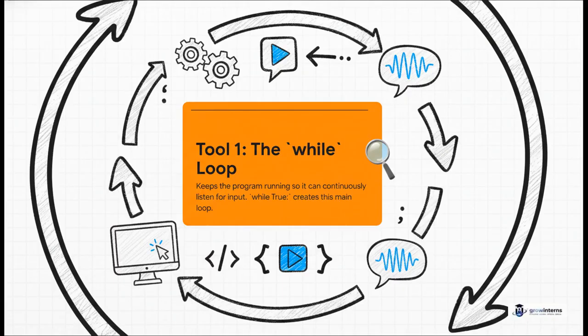The first and most important one is the while loop. By writing while True, we're basically telling our program, hey, I want you to run the code inside this loop forever. Just keep going until I give you a specific command to stop. This is the engine that keeps our chatbot alive and listening.